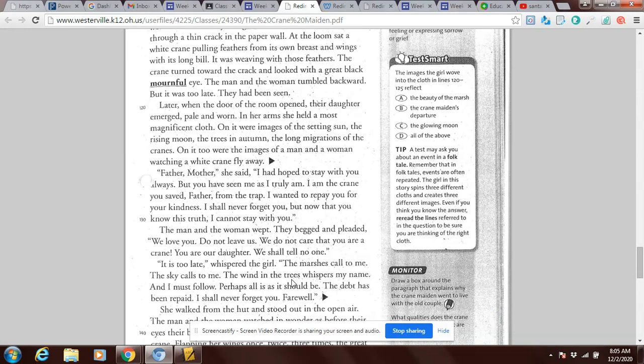Now that's personification. Remember, personification gives human qualities to inanimate objects. The wind and the trees can't whisper.